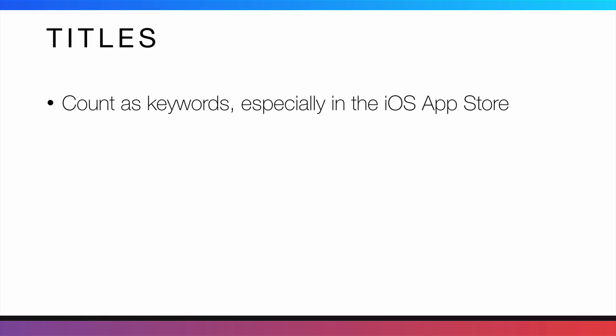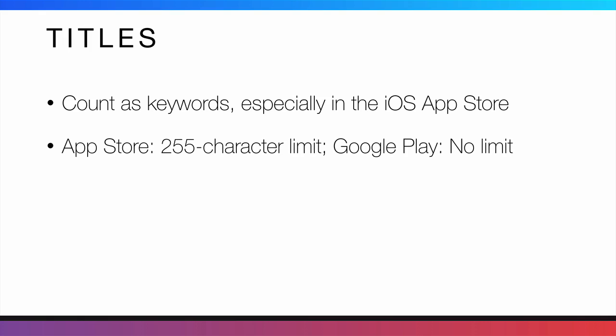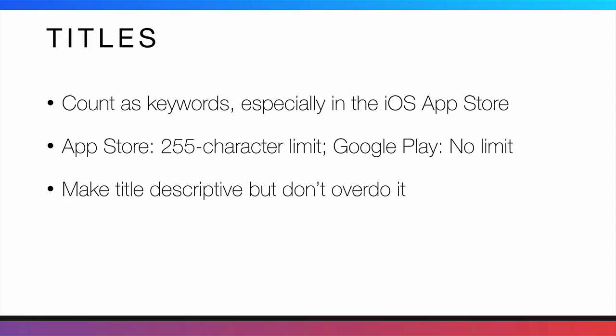One very important thing to keep in mind is that titles also count as keywords, especially on the iOS App Store. So in the App Store, you have a 255 character limit. And in Google Play, there is no limit to the length of the title. Now, you want your title to be descriptive and explain what the app does quite well, but without overdoing it and making it too long. The titles on the iOS App Store get truncated after roughly 50 or 60 characters, depending on the device. And in Google Play, it depends on the user's phone, but it's a similar number. So don't make it too long, because otherwise no one will read it anyway. So keep it focused and make sure to make it descriptive.